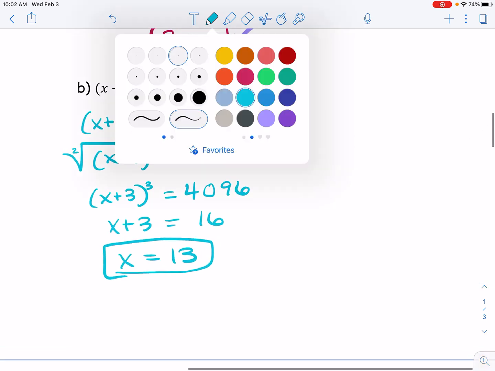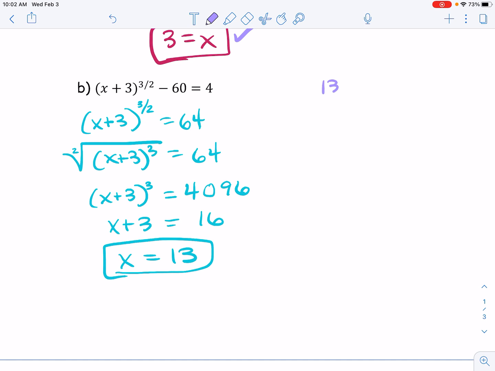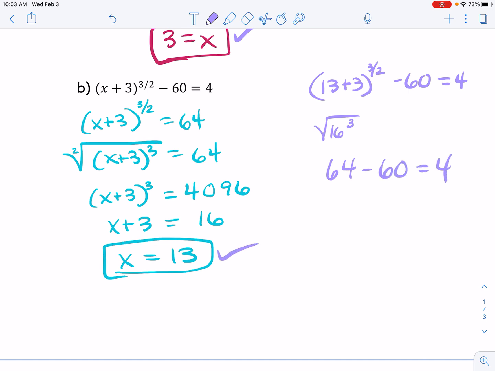Well, if I plug it in, 13 plus 3 raised to the 3/2 minus 60 is equal to 4. 13 plus 3 is 16. The square root of 16 cubed. Square root of 16 is 4. 4 raised to the 3rd power is 64. 64 minus 60 is 4. So, yes, it is a solution.